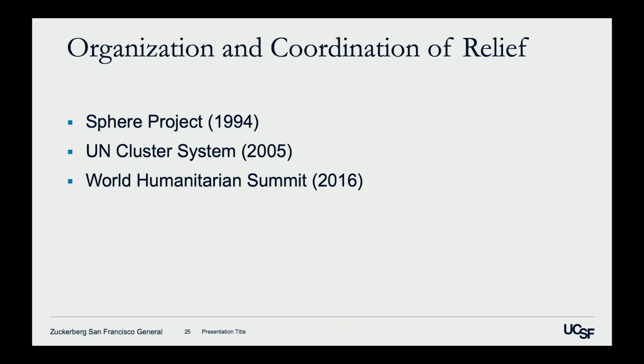Humanitarian aid presently: organization and coordination for relief. There are kind of three main things, and there are a lot of other stuff that's happened, but I like to focus on these because I think these are kind of sentinel events for the humanitarian community. The first is the Sphere Project, which was developed in 1994. The second is the UN Cluster System, which helps coordination for organizations. And then the third is the World Humanitarian Summit of 2016.